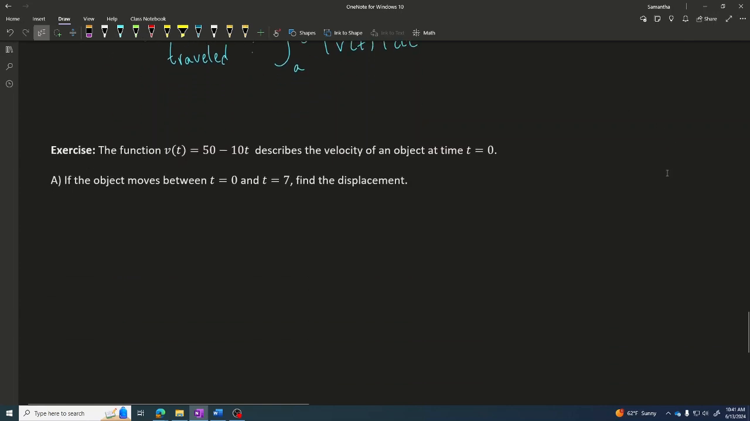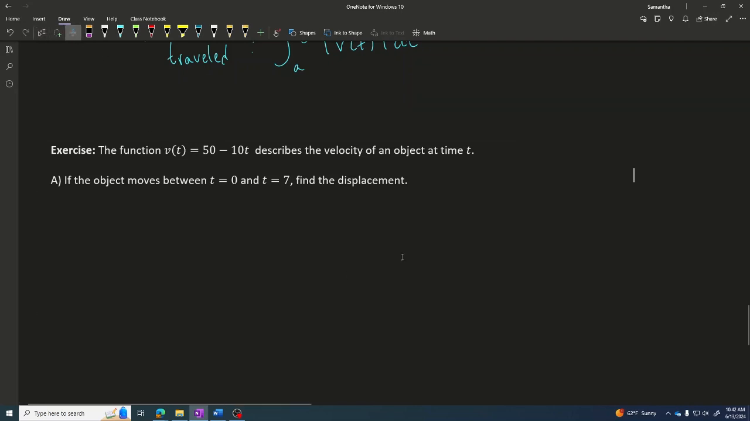In this exercise, we're given the velocity function not as a table of values this time, but as an actual formula. V of t is equal to 50 minus 10 times t. And this describes the velocity of an object at any time t. So if this object is moving between time 0 and time 7, let's go ahead and calculate the displacement.